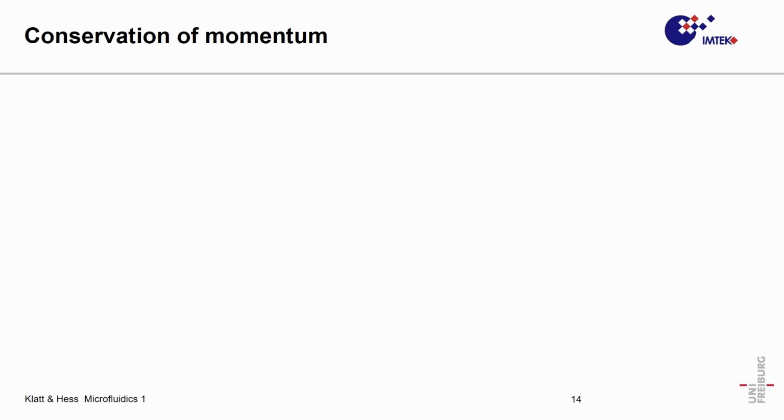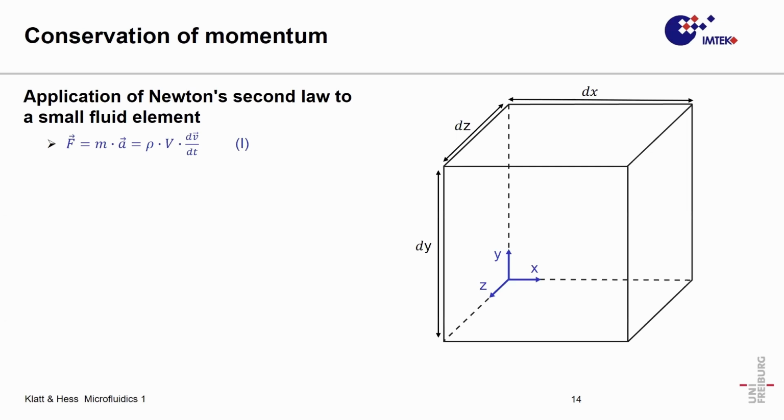To derive the conservation of momentum, we first apply Newton's second law to a small fluid element. You can see the element on the right-hand side. It's the same element we used to derive the mass conservation. And you can see Newton's second law on the left-hand side. Force equals the mass times the acceleration.